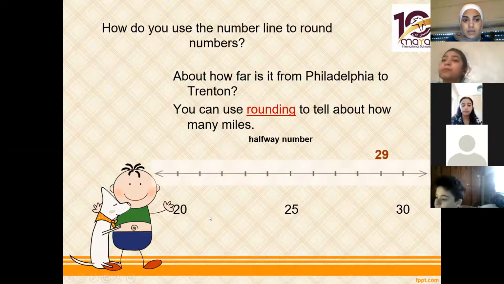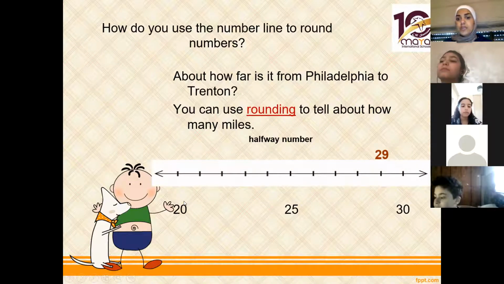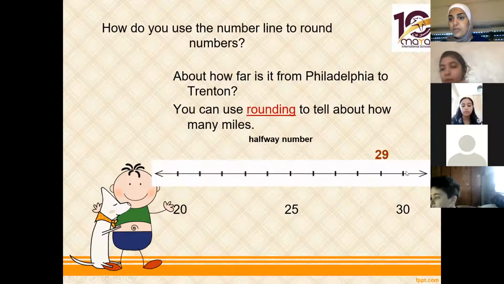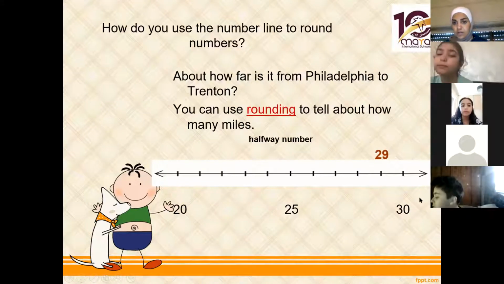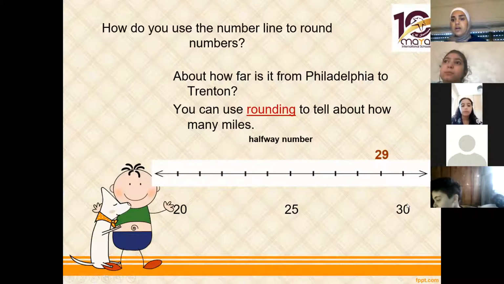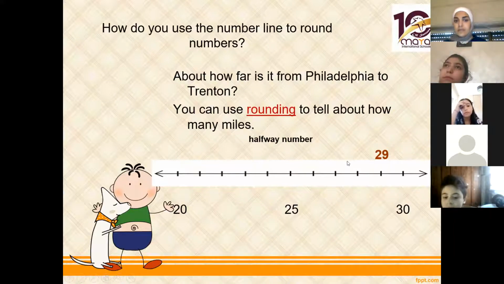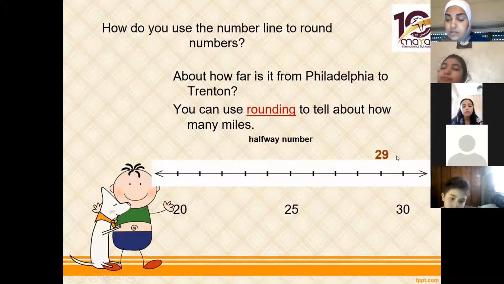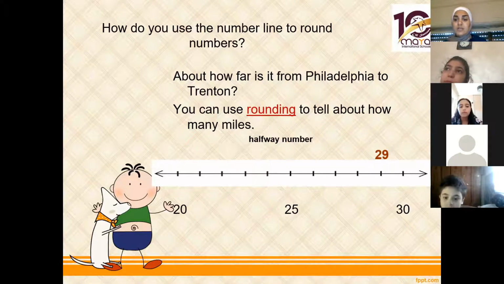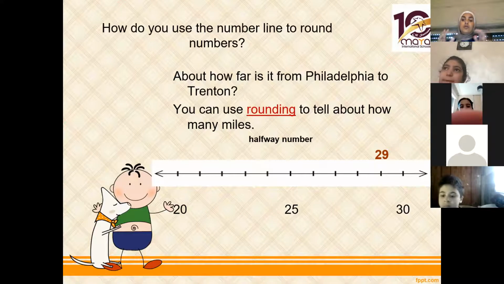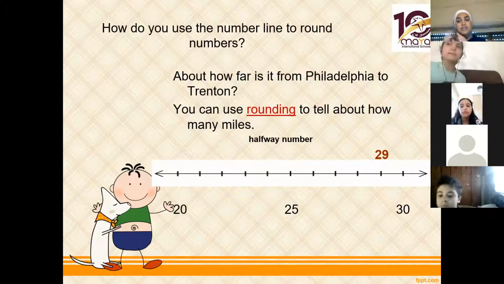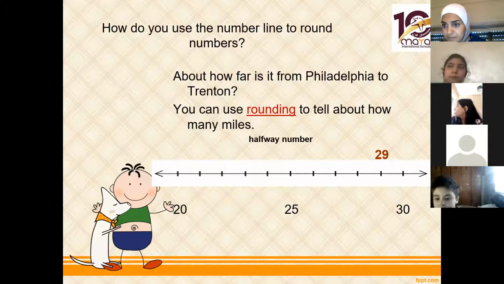Like this, here's the number line. It starts at 20 and it ends on 30, okay? The last number is 30, the biggest number. Now, 25 and 29 are numbers that are in between, okay? Philadelphia is 29 miles away from a place called Trenton. Now, how can we round 29 to the nearest 10? What is the 10 that is very close to the number 29? Is it 30 or 20, Mira?